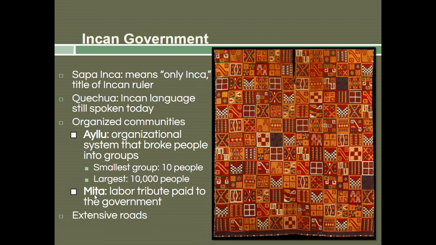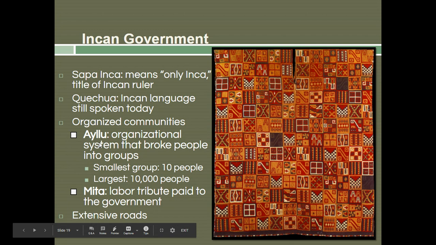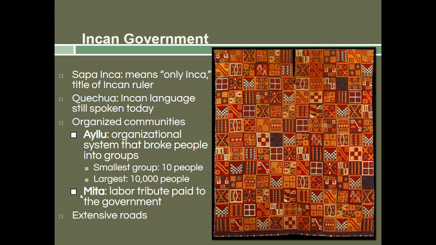government each year. So this is how the government maintains strong control over such a large empire: by breaking it up into smaller provinces, by breaking it up into small organizational systems where people are responsible for certain things, and then also finding a way for people to contribute to the government as a whole.